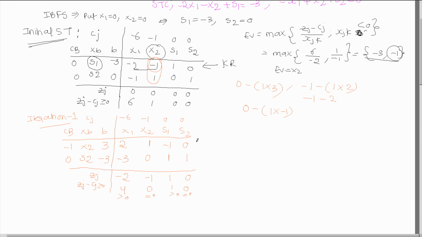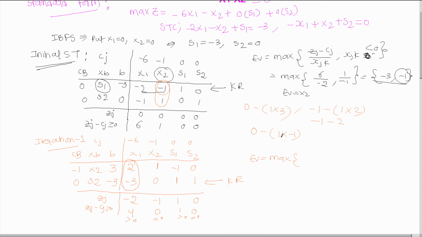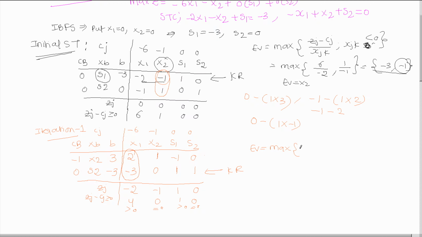So for dual simplex, first of all we find the key row, which is the most negative value, minus 3. It is the key row. S2 is the leaving vector. We are finding the entering vector, maximum. So we take only the negative value of Xjk, the negative value is 1. So x1 is the entering vector.